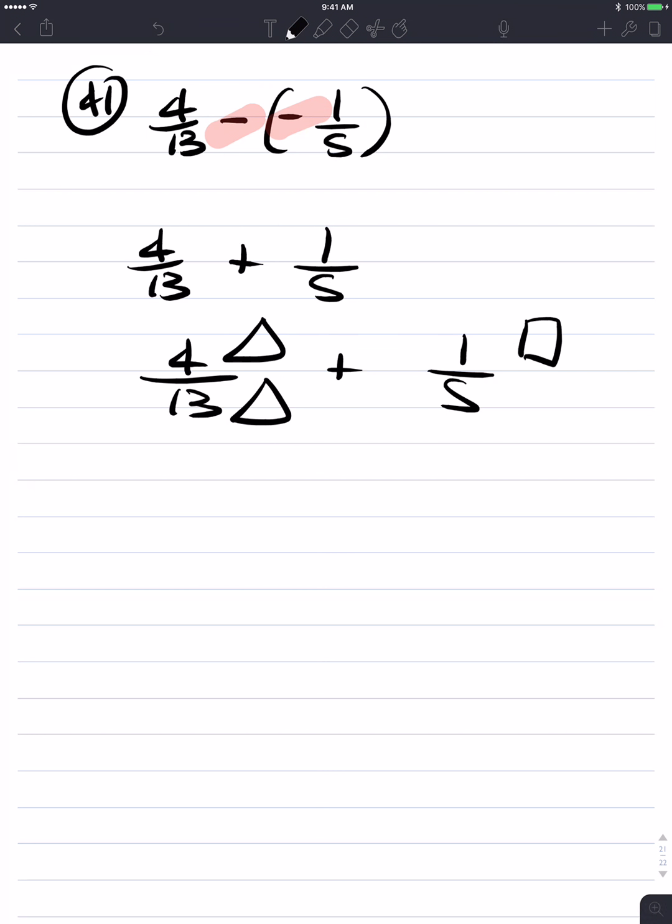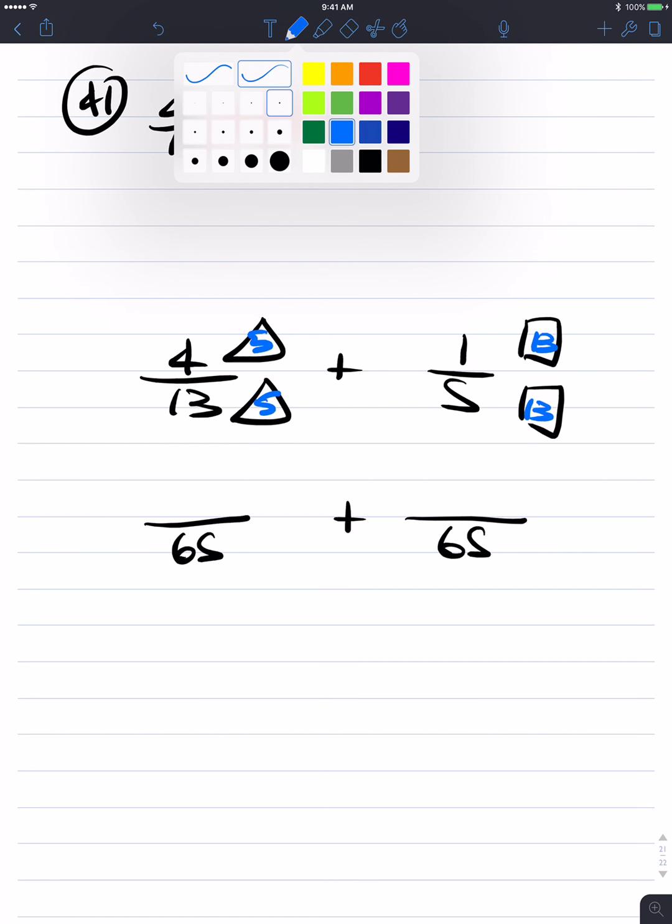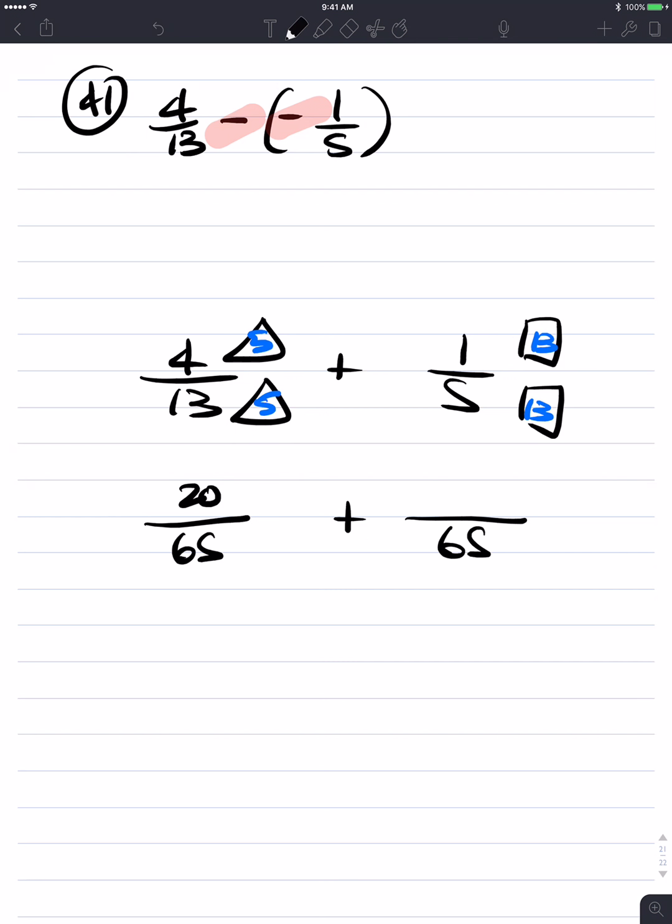Triangle, triangle, square, square. We need the LCM of 13 and 5. The LCM of 13 and 5 is 65. We have to determine what goes in our triangles and our squares. 13 times 5 is 65, and 5 times 13 is 65. So what this means is 4 times 5 is 20, and 1 times 13 is 13. 20 plus 13 over 65. I perform my arithmetic on top in the numerator position. 20 plus 13, and we get 33 over 65.